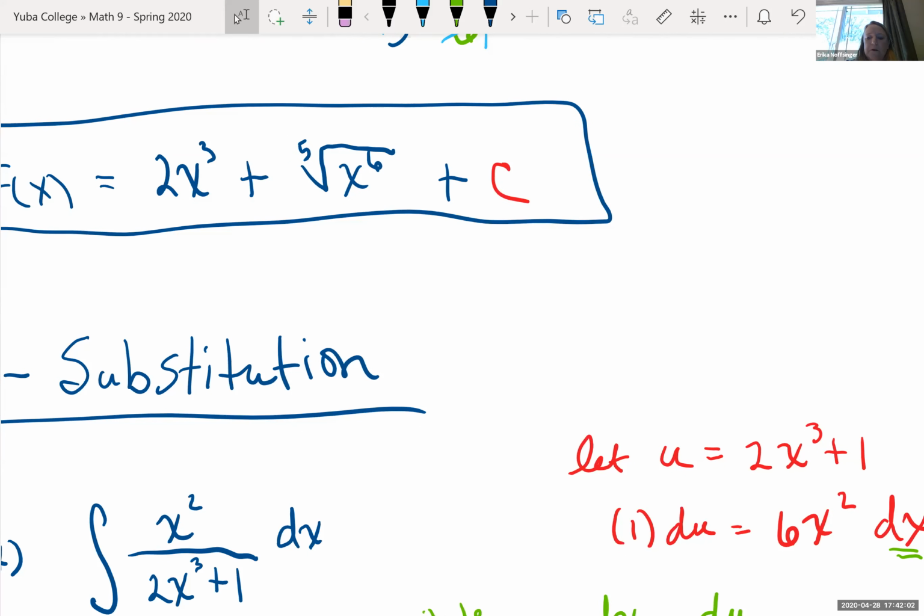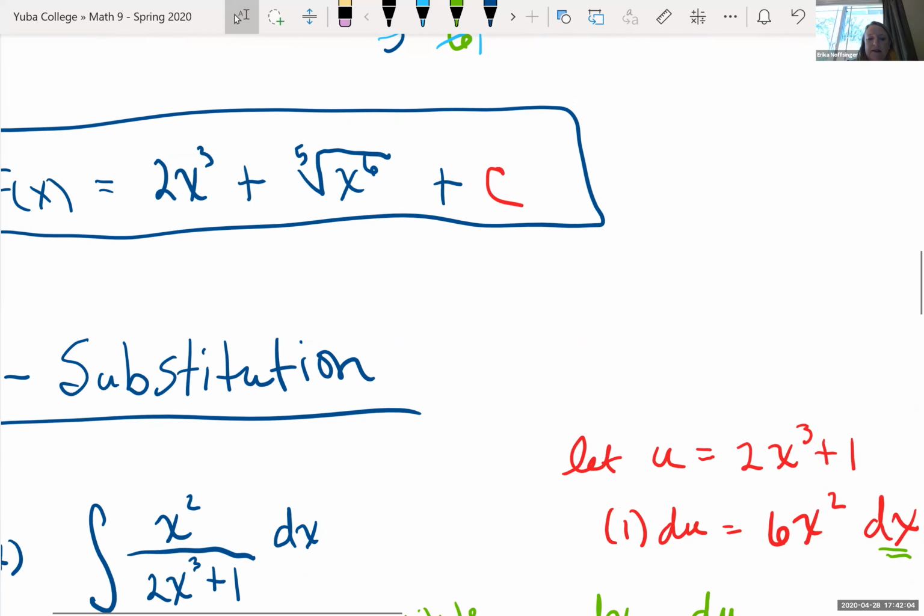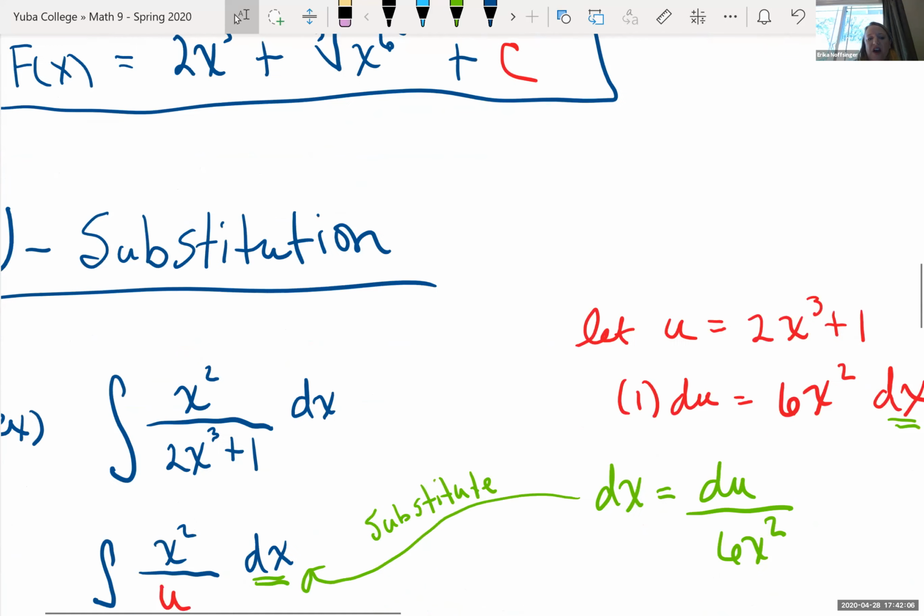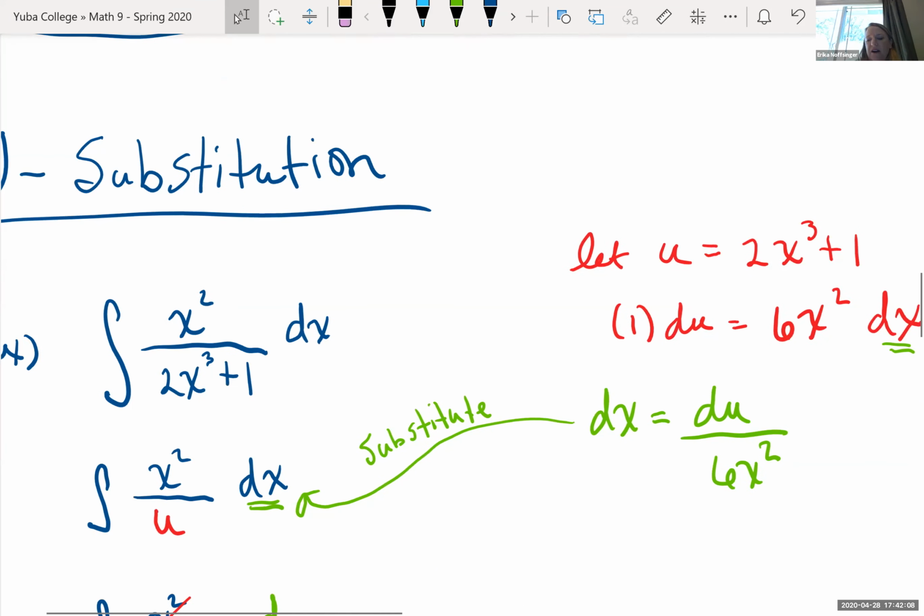So if we rewrote this, I would still have x squared in my numerator. I would have my u down here in my denominator, because I just replaced what I chose u to be.